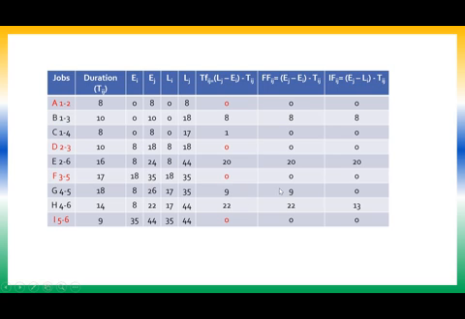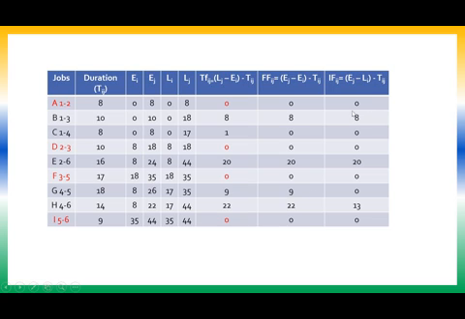I have just copy-pasted due to some mistake. This typing has gone wrong. So 22 minus 8 minus 14 is a 0. 44 minus 35 minus 9 is also a 0. So all the free floats will be 0 only.